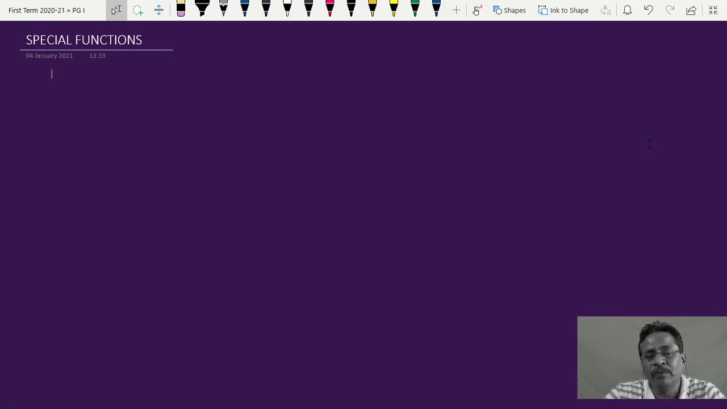Like in our home, we use some special dresses at some special functions. For example, in a marriage, we use very different attire as compared to the everyday attire we have. That means every day we use different types of clothes, and on some special functions we use very different clothes or different types of attire. So here also, in the case of mathematical functions or some physical situations, we use some functions which are very special, and this type of function is called a special function.